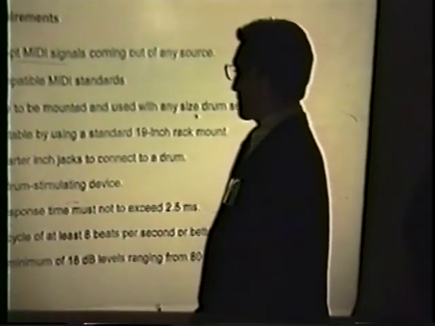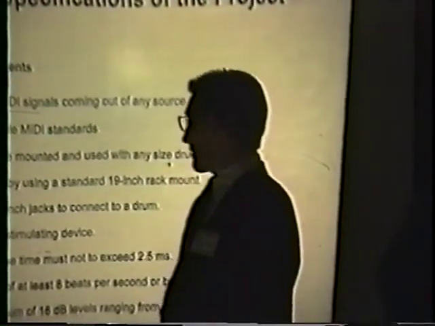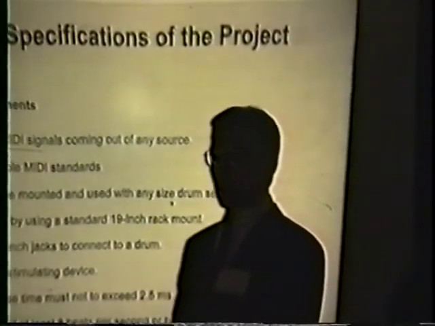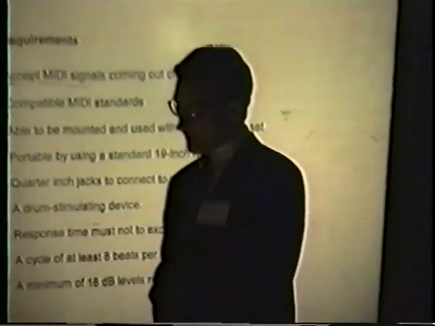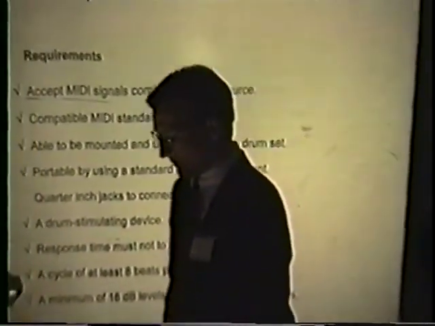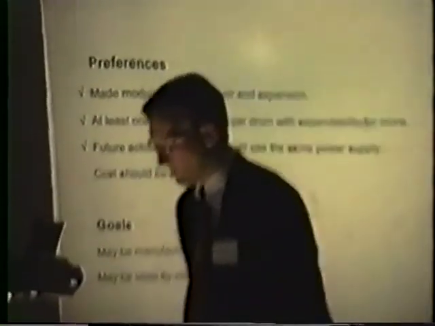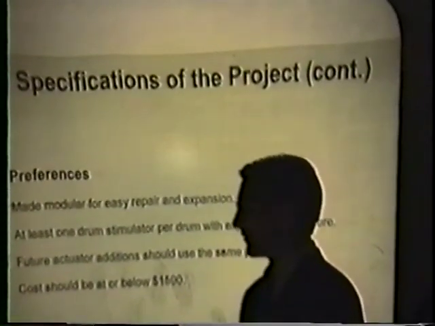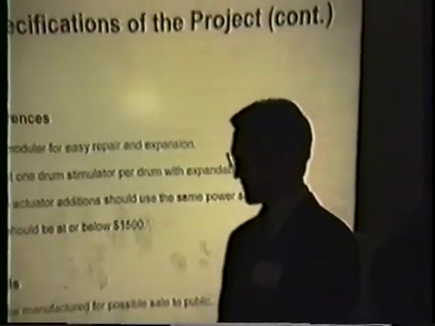We also have a drum stimulating device, and as Ryan said, it's a solenoid. We were also able to successfully meet response time, decibel levels, and cycle requirements. The cycle that we achieved was consistently 10 beats per second and better. The drummer emulator is also easily repaired and expanded. Our base unit has 2 solenoids, and any future additions will be able to use the existing power supply.